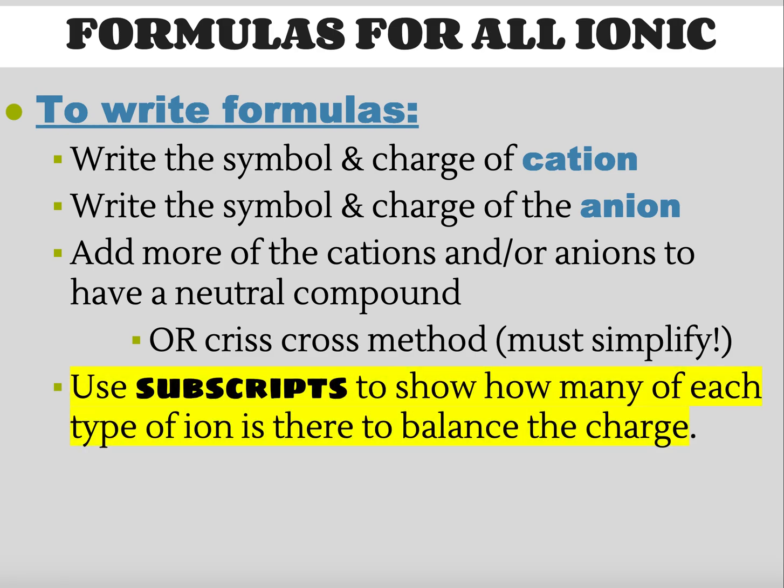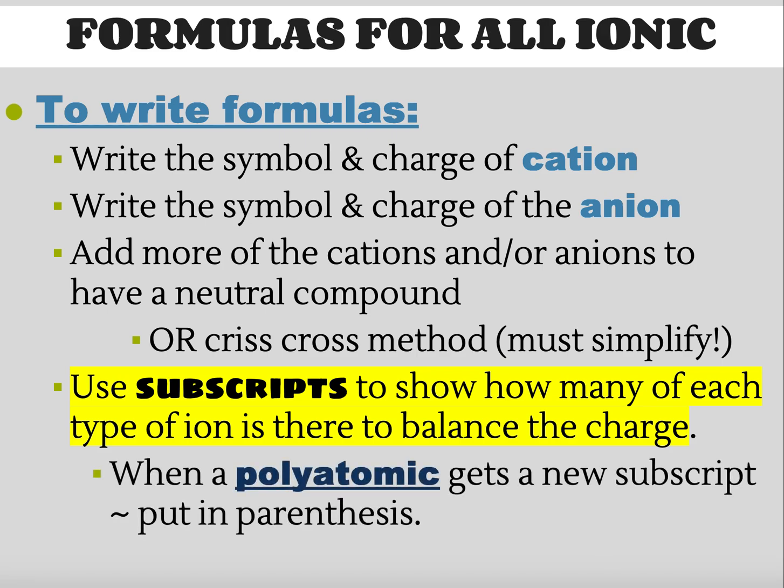Here, which is highlighted in yellow, this is an important part. I believe this is a question on the test. We want to use subscripts to show how many of each type of ion there is to balance the charge. And that is ultimately what we're doing. We're trying to make the amount of positive charge cancel the amount of negative charge. We're going to look at a few examples. And the last thing, again, we'll see examples of this: when you have a polyatomic ion that you have to put a subscript by, put it in parentheses. Again, let's look at some examples.